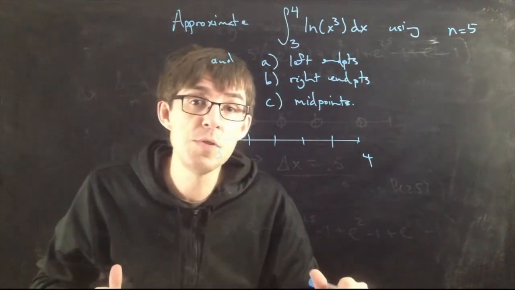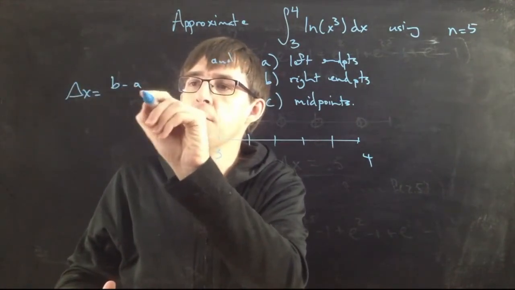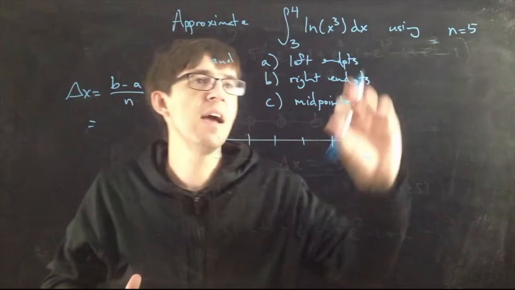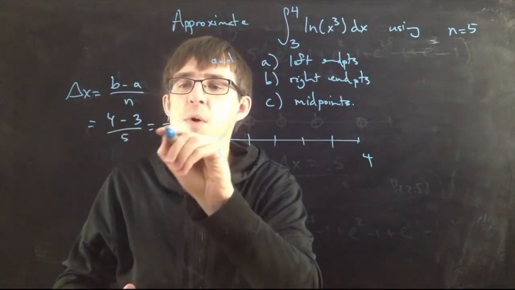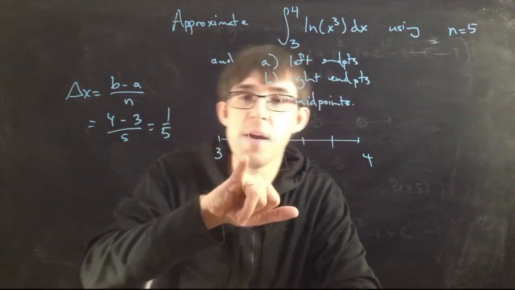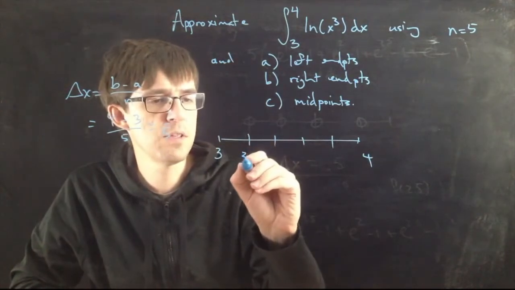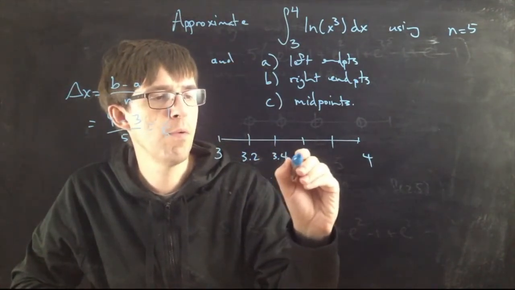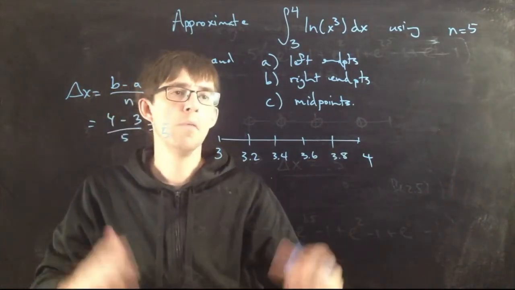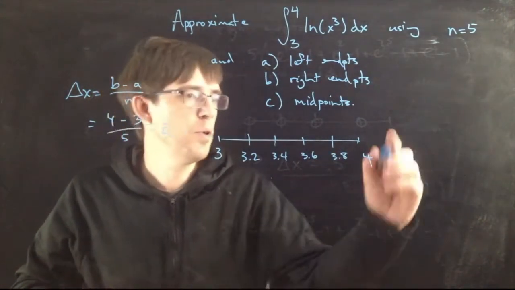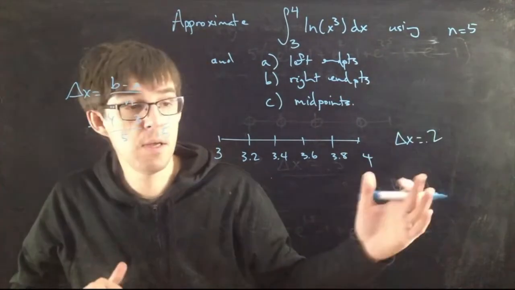If not, you can always use the old b minus a over n deal, right? Delta x is b minus a over n. This will always work. The b and the a are these 2 points, so this would be 4 minus 3 over 5 in this case, which is 1/5. All right, so this is 3 and a fifth, 3 and 2/5, 3 and 3/5, 3 and 4/5, up to 4. In other words, this is 3.2, 3.4, 3.6, 3.8. So the delta x is 0.2.